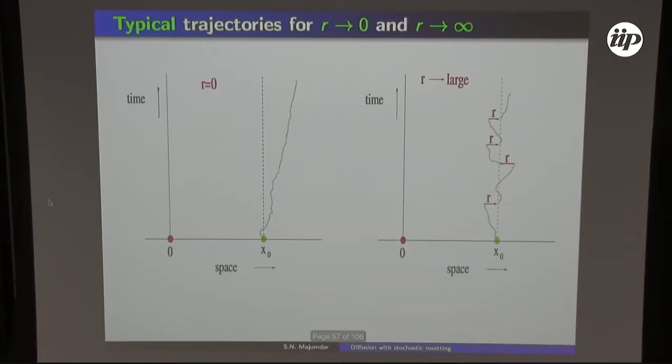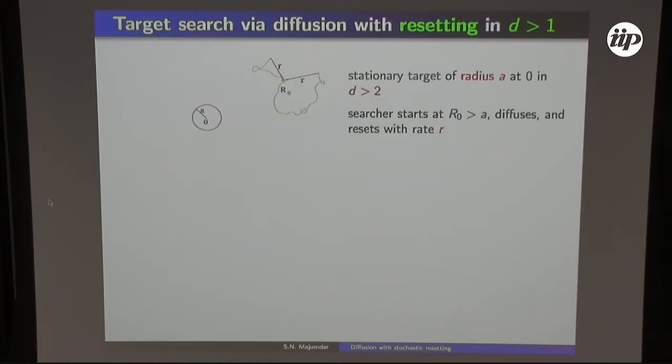Coming back to the question of Frederick, what happens in higher dimensions? To solve this problem you have to give a finite size to the target, because for d bigger than 2, a point target can never be found by continuous time Brownian motion. So you have to give a cutoff. You assume your target is a small sphere of radius a, and you start your searcher at some point R0, and it diffuses and resets with rate r.